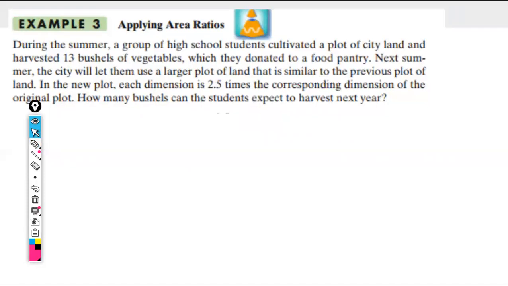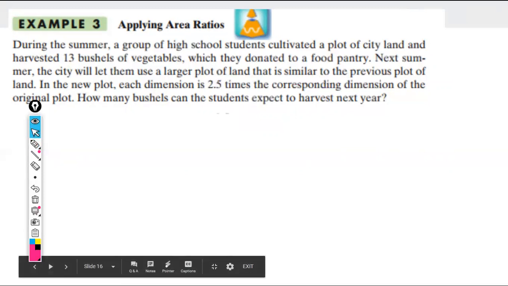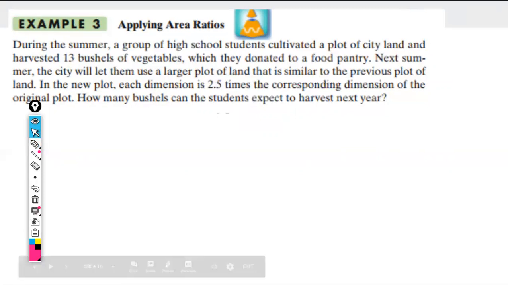Next summer, the new plot, each dimension is 2.5 times the corresponding dimension of the original plot. How many bushels can they expect to harvest next year? So first thing we're going to need is a ratio. And I'm purposefully talking slow because I want to pull up the textbook and just make sure.